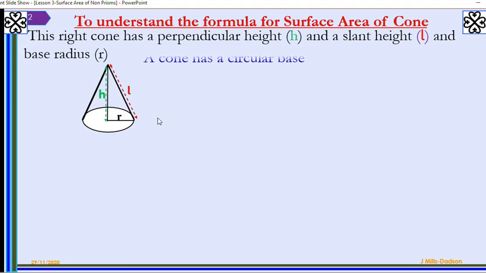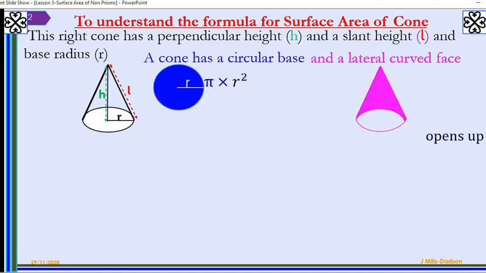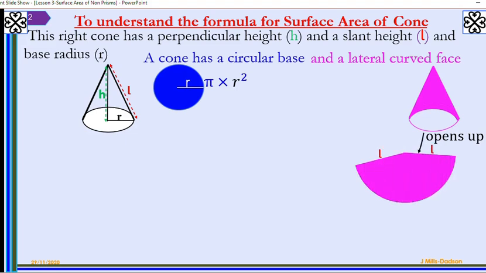So to get the formula, we know the circular base is a circle, which is pi r squared, and we know that the lateral face needs to be worked out. If you use paper to form a cone and you split it open, you get a sector. Or if you like, just draw a circle, cut a sector out of it, and you'll be able to fold it back into a cone. Now, this sector will have the radius of L.